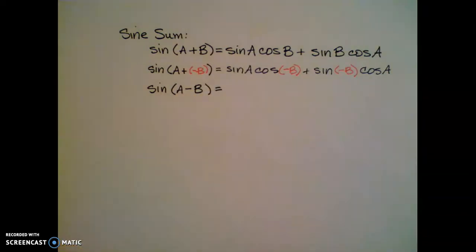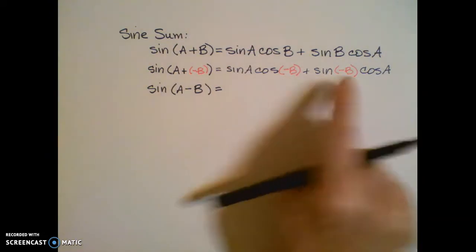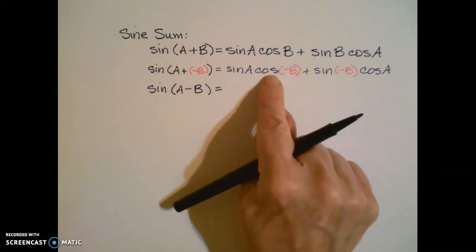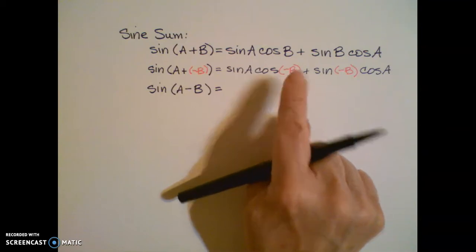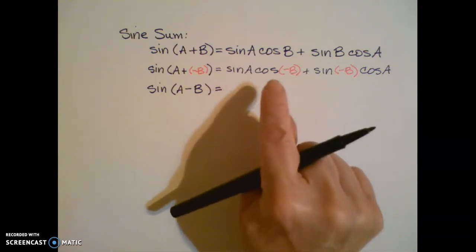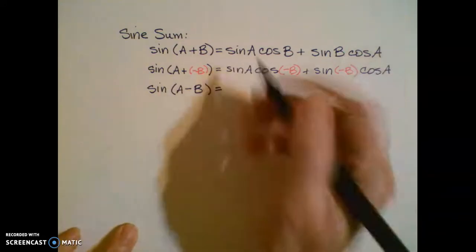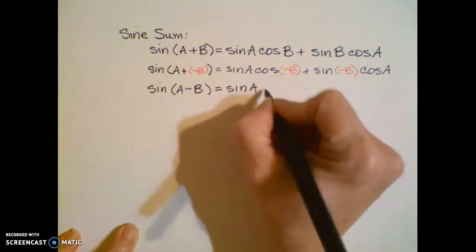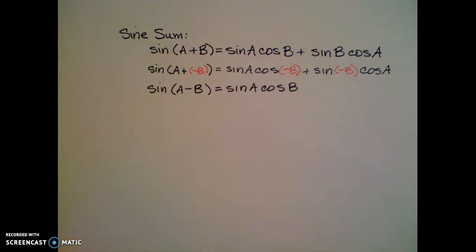When it comes to the right side, now we need to recall our odd and even identities. Remember, cosine is an even function, and sine is an odd function, which means that the cosine of the opposite of B, the cosine of a negative angle measure, is equal to the cosine of the corresponding positive angle measure. So here this sine of A is going to stay the way it is, and the cosine of the opposite of B is simply equal to the cosine of B.